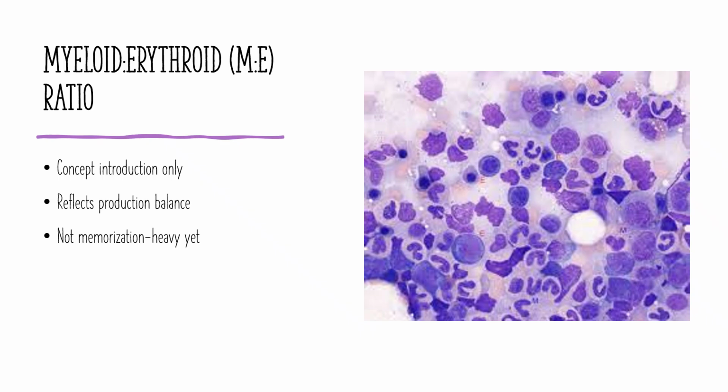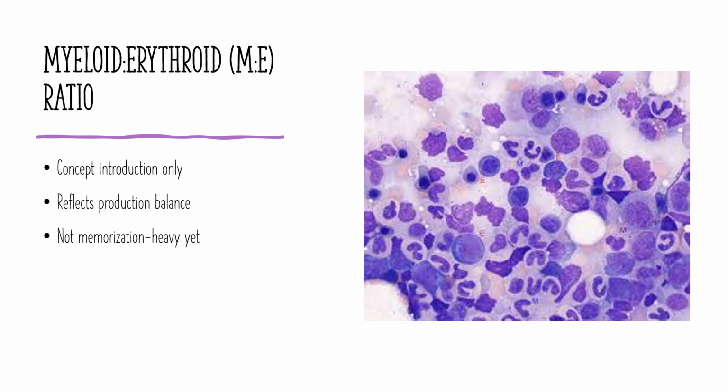Think of bone marrow like a manufacturing facility with multiple assembly lines running at the same time. One line produces granulocytes and other myeloid cells, while another produces erythroid precursors that will eventually become red blood cells. The ME ratio tells us whether those production lines are running in proportion to physiologic need. If the body needs oxygen delivery, erythroid production increases. If infection or inflammation is present, myeloid production ramps up.